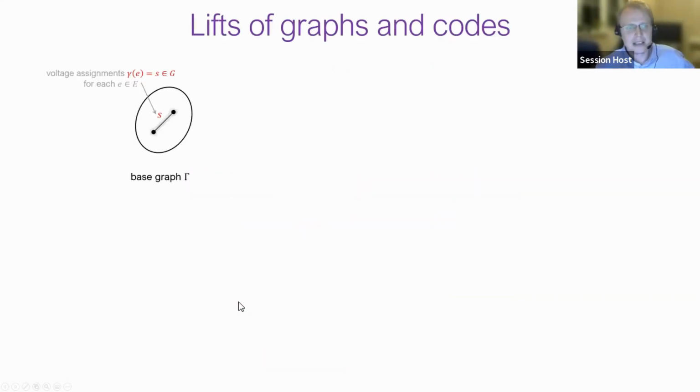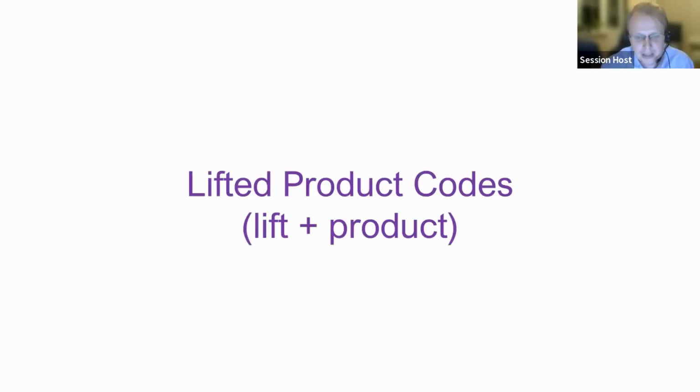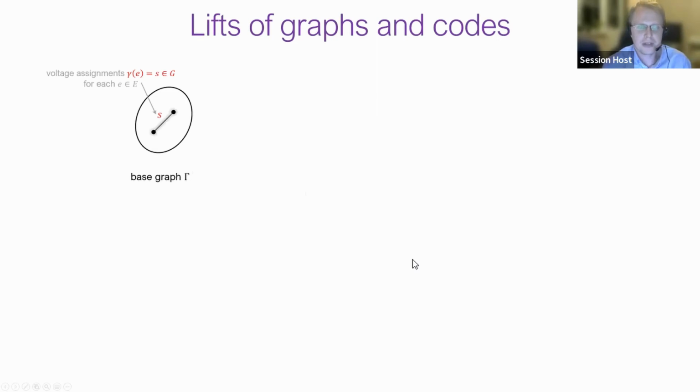Okay, let me describe the idea of the lifted product. The lifted product is an idea that we used in our construction. As follows from its name, it contains two components, lift and product. So let me first define what a lift is. Let us define the lift for graphs and codes. For example, we have some small graph and consider some edge in this graph. And assume that we also have some group G, and we assign to each edge a group element.